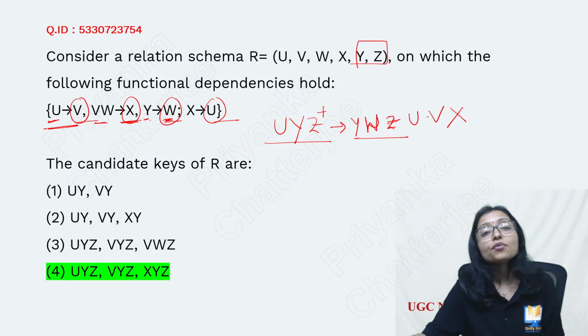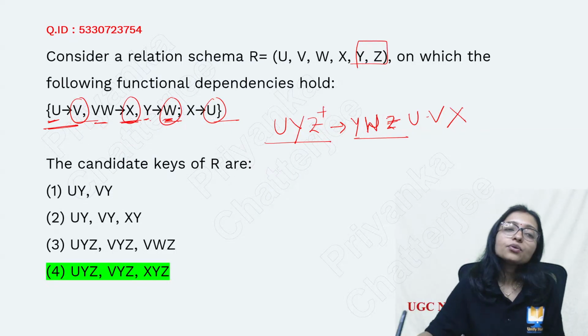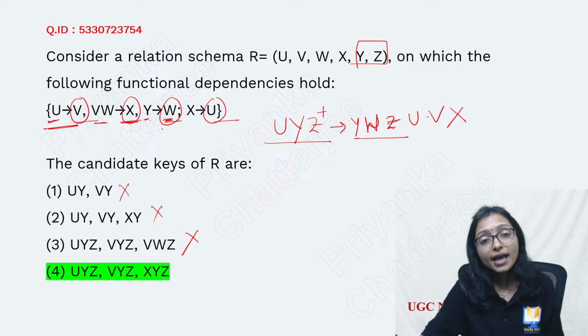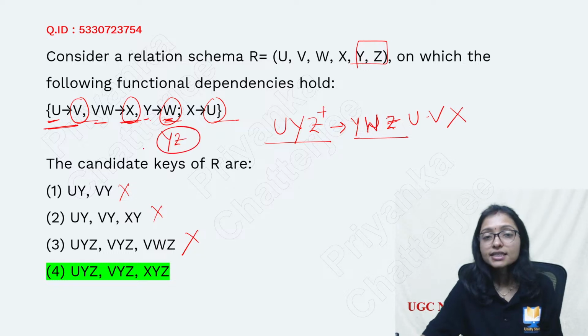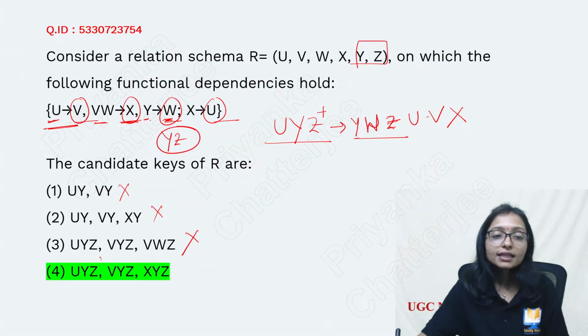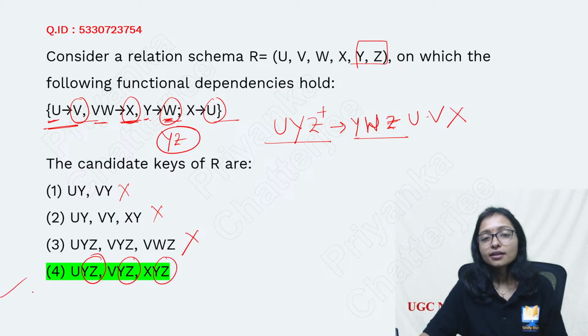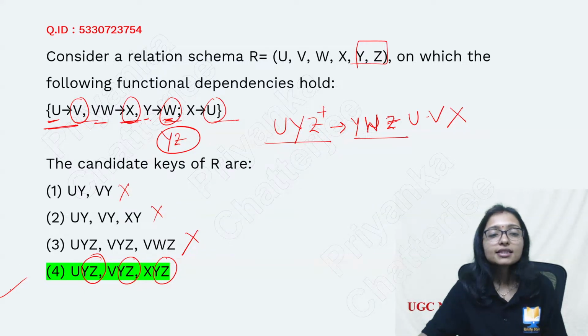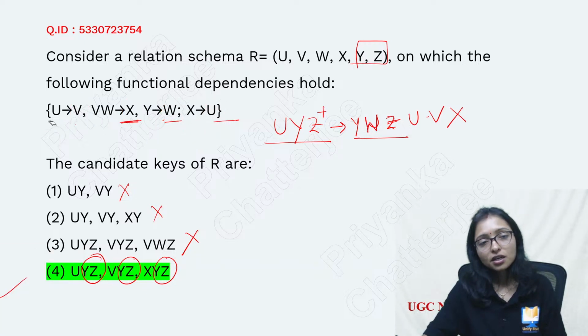Okay. Same way, from the options now you can eliminate this, this, this, because as YZ is not present in the right hand side, so YZ will definitely be part of the candidate key. Here in this option only YZ is present, means definitely this is my answer. But I am telling you how to solve, so that other questions you can do. Here you can do by elimination.